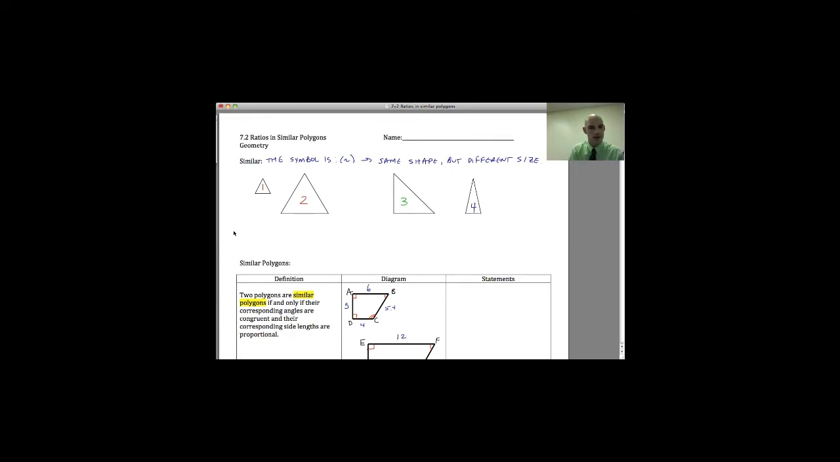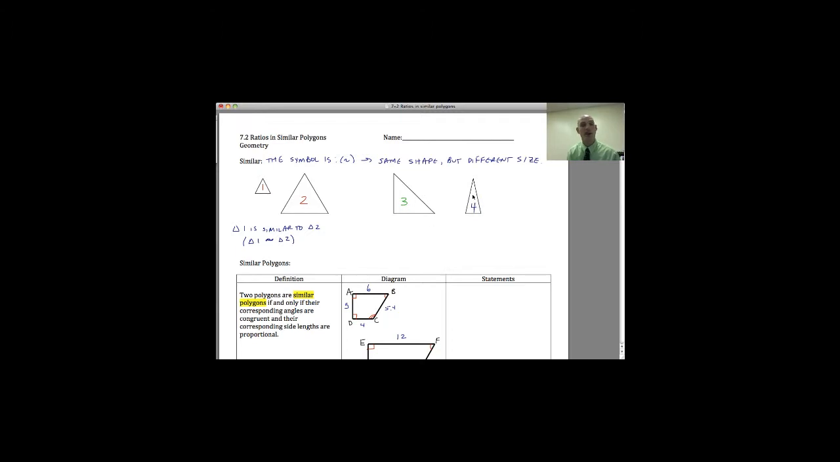So what we would say is triangle 1 is similar to triangle 2. Or we could write this triangle 1 similar to, that's the tilde that we were talking about, triangle 2. Okay, they're similar because they're the same shape, but not necessarily the same size.